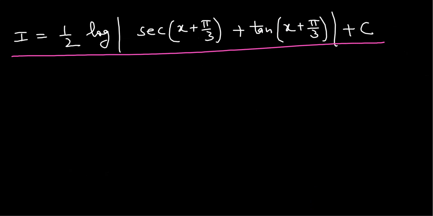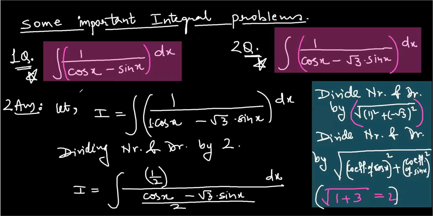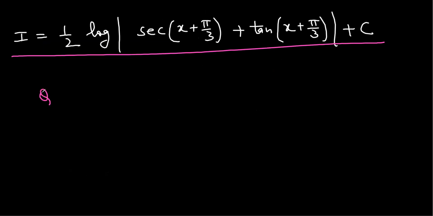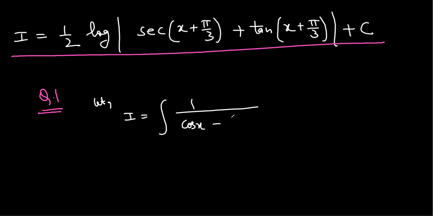On the same lines, you can solve question 1. Question 1 is I equals integral of 1 upon cos x minus sin x dx. So what is the first step?